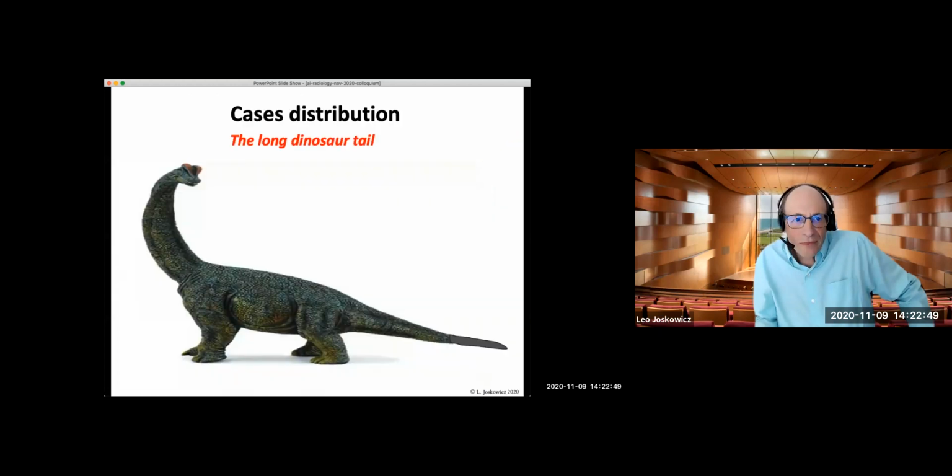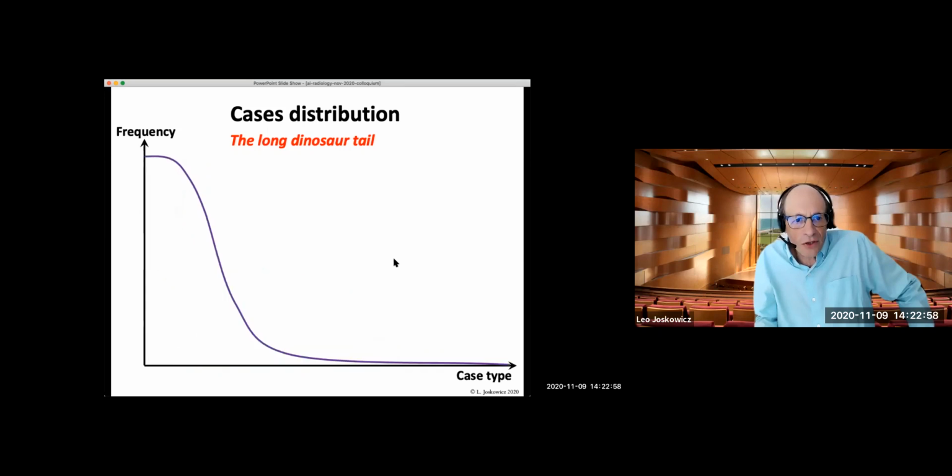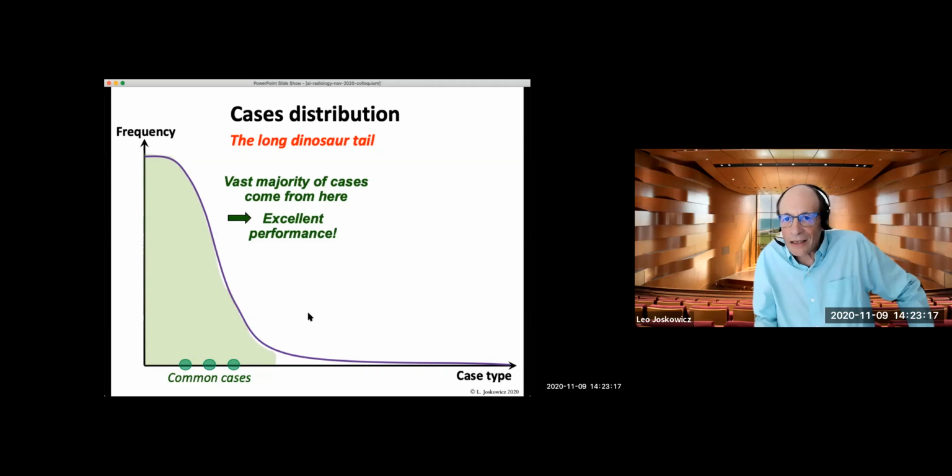Okay, so let's look at some of these cases. Some of these are well known, but let's see what it means for medical images. First of all, the case distribution. We know very well this long dinosaur tail. It has to do with the frequency of the different cases. You're likely going to train your network with the common cases that have a high frequency. You get some of those examples, and for the vast majority of cases that come from here, you're going to get excellent performance. And this is what we've seen in other domains.